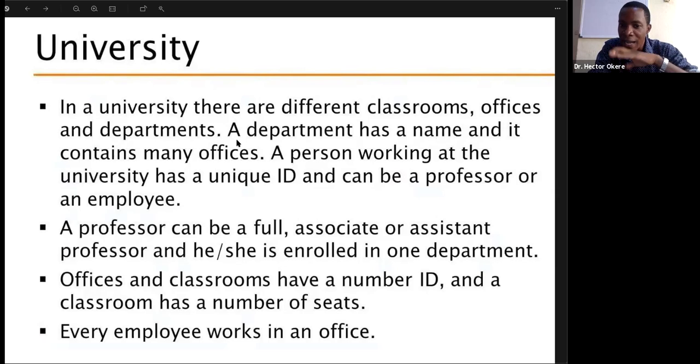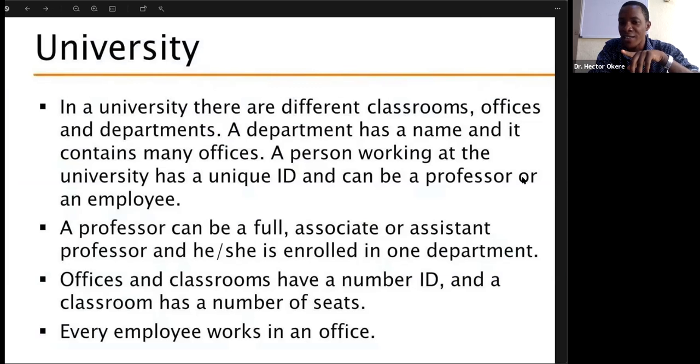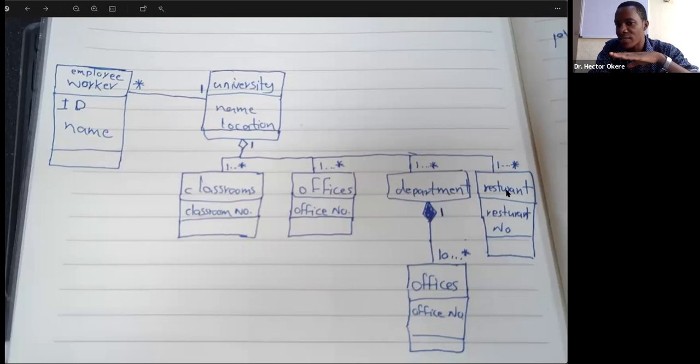Now, a department has a name and it contains many offices. So if you look at this, you can see Emma already gave me classroom, offices, department, which is what this scenario gave. This is good. So you want to give me extra information like he just did, restaurant. I didn't give you this in the scenario. You are welcome. But first you must give me these three that I mentioned.